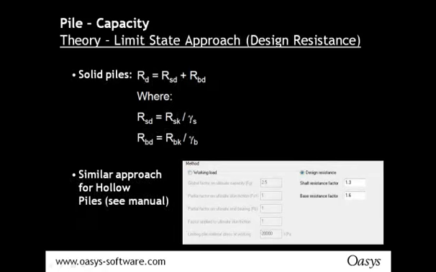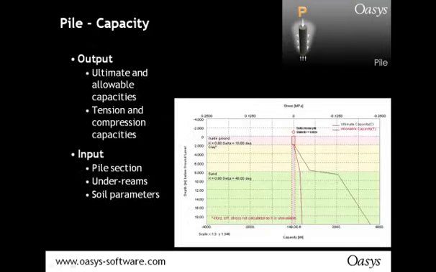Also, the limit state approach is incorporated, and again, this depends on the user to input the shaft resistance and the base resistance, and on the basis of that, it'll calculate your design resistance. So if we look now at a quick summary, as you can see, Pile outputs the ultimate and allowable capacities and the tension and compression capacities based on inputs such as pile section, underreams, and soil parameters.